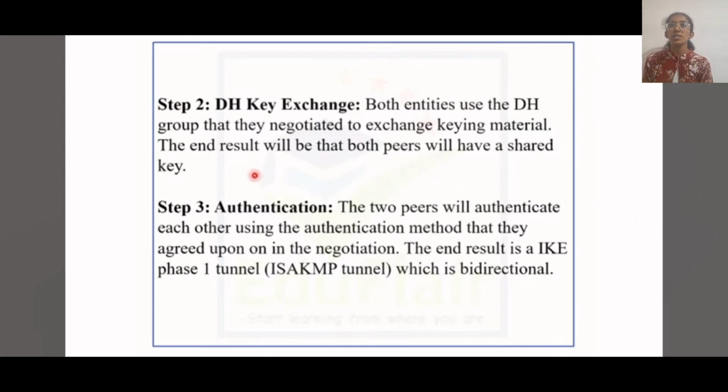The second step is DH key exchange, that is Diffie-Hellman. Both entities use the DH group they negotiated to exchange key material. The end result will be that both peers have a shared key. And step 3 is authentication. The two peers will authenticate each other using the authentication method that they agreed upon in the negotiation. The end result of this IKE phase 1 tunnel, as I said before, is also called an ISAKMP tunnel, which is bidirectional.